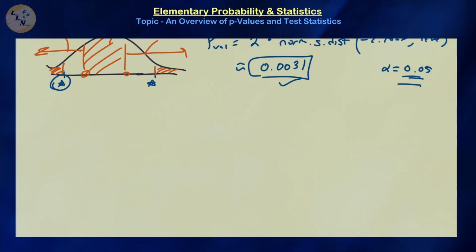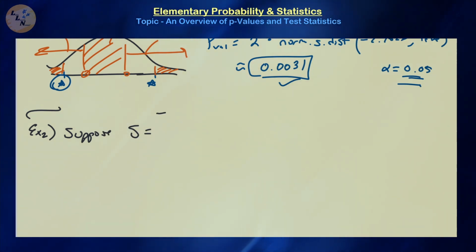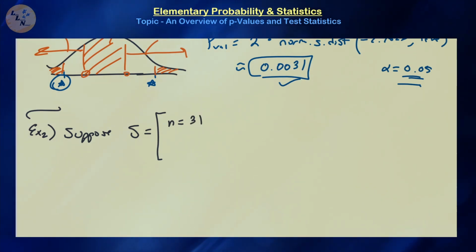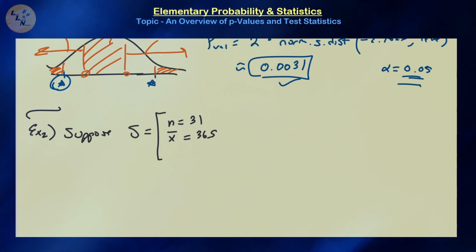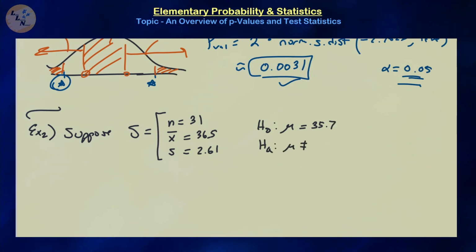Now let's look at a particular example where we have a couple numbers coming from our samples. So let's assume we gather a sample, and that sample has the following summary statistics. Let's assume that the sample size is equal to 31, the sample mean is equal to 36.5, and the sample standard deviation is 2.61. And let's assume that someone claims that the population mean mu is equal to 35.7, and let's test that claim with a two-sided alternative that 35.7 is not equal to the population mean mu.